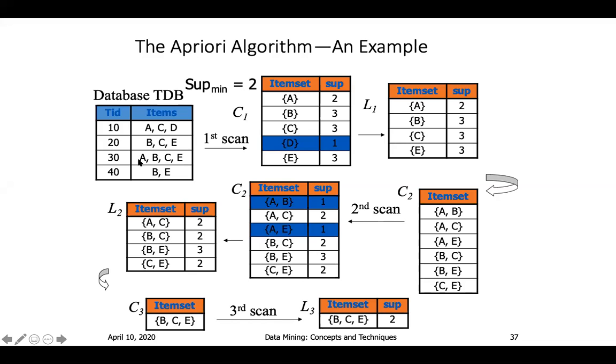So in how many transactions is ACE occurring? Only in 1. And BCE is occurring in, BC is occurring in 20 as well as in 30. I hope you got it. Have you understood this? Okay. ACE and BCE. So now the support value is what? 2.